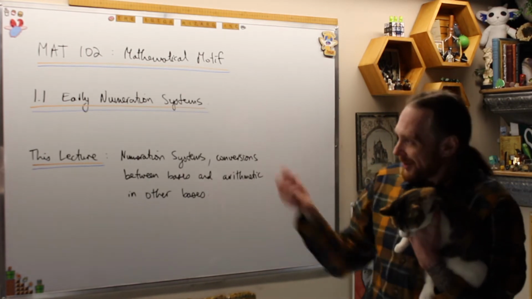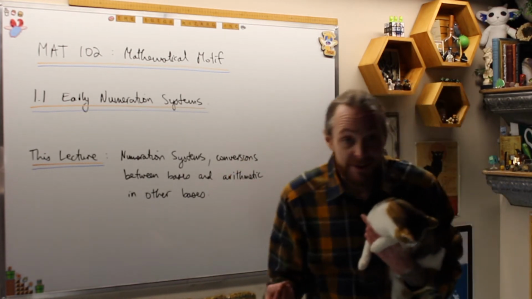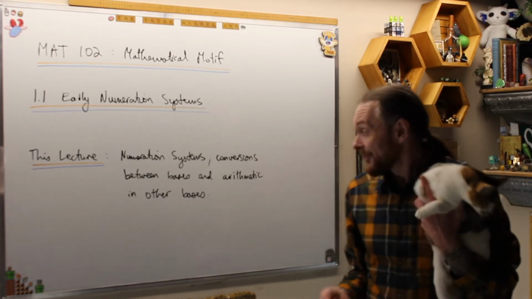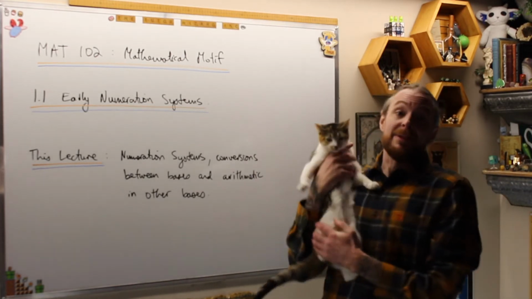We're doing Math 102, which is mathematical motive. Right now we're going to do early numeration systems. In particular, in this lecture, we're going to cover numeration systems, conversions between bases, and arithmetic in other bases.